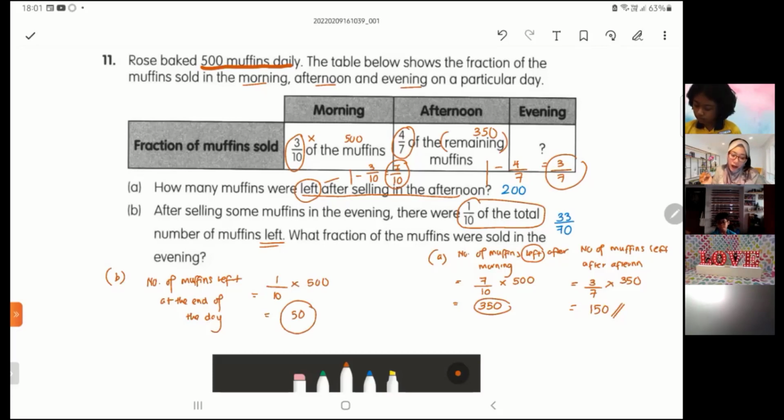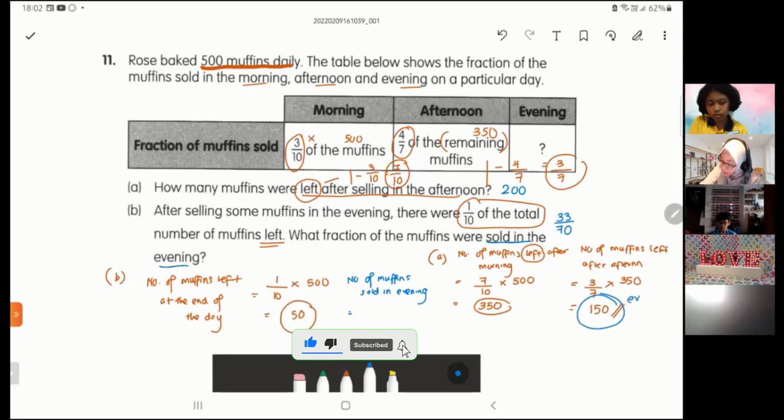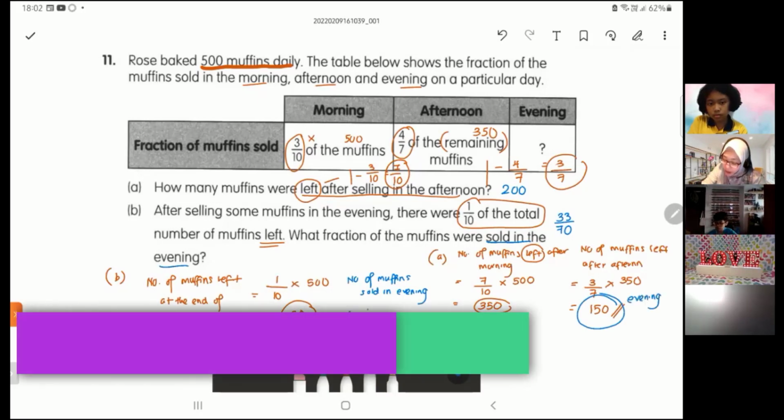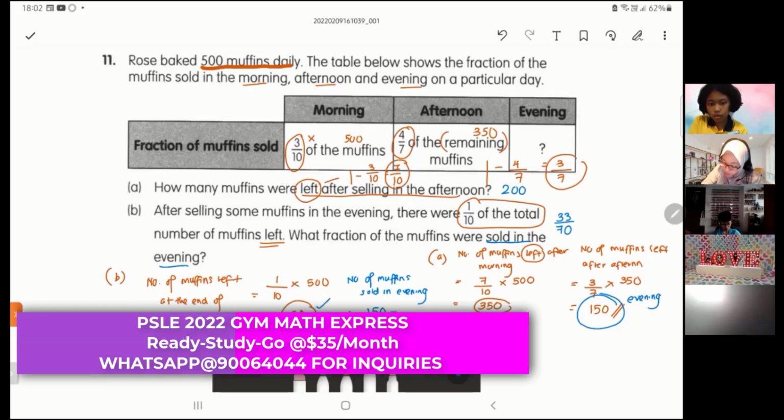Okay, so can I find out what fraction of the muffins were sold in the evening? So we find the number of muffins sold in the evening. Remember just now, this one, right? We saw in the evening, right? After afternoon is evening. This is evening. Right? So we take 150 minus my final leftover, equals 100.